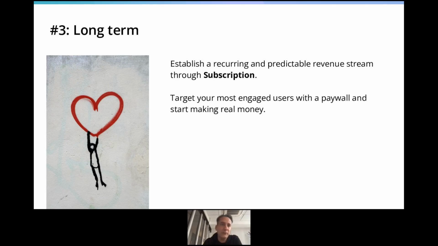Long term, of course, think about a recurring and predictable revenue stream. Advertising is great, but it goes up and down. We've seen that. And subscription is here to stay. That's more sustainable. And that's how you need to think also, about having not just a great content strategy, but a paywall strategy, so you can really start to make money.